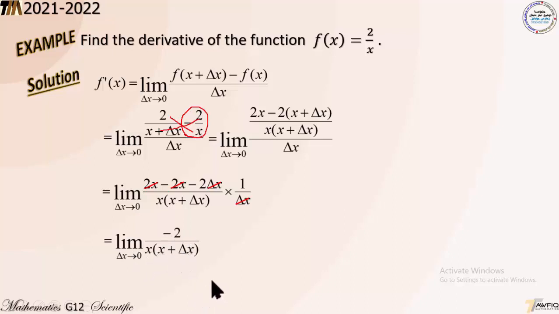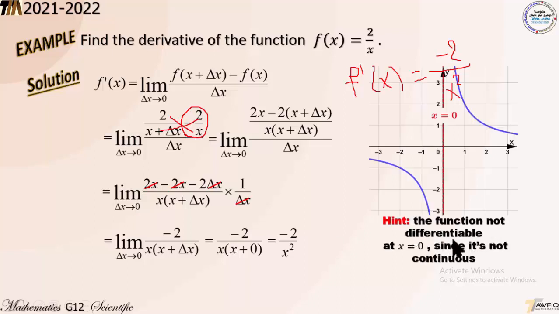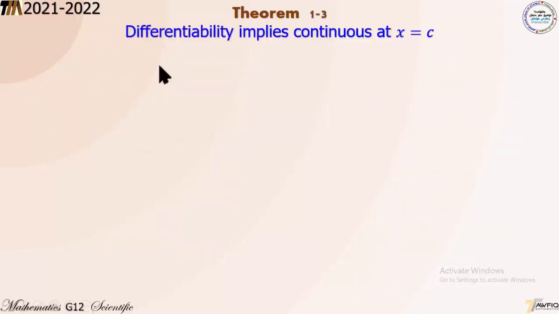Now replace delta x with 0, it equals minus 2 over x times x plus 0, which is minus 2 over x squared. This is the derivative of the function f of x, which means f prime of x equals minus 2 over x squared. The function is not differentiable at x equal to 0, since it is not continuous.